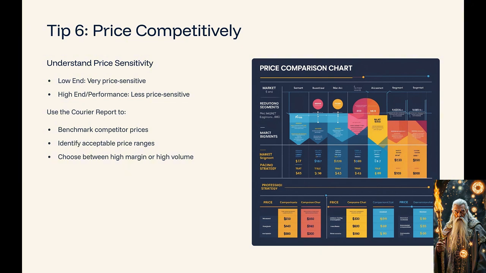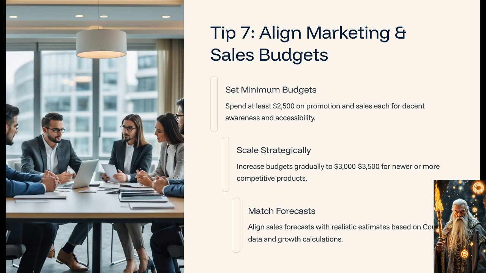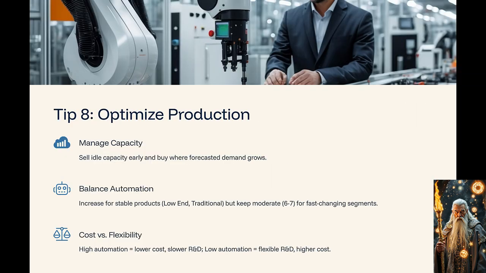Tip 7. Align marketing and sales budget with forecasted demand. Your marketing decisions involve setting price, deciding promotion and sales budgets, entering forecasted sales volume. Tips: spend at least $2,500 on promotion and sales each for decent awareness and accessibility. Increase budgets gradually to $3,000 to $3,500 for newer or more competitive products. Match your sales forecast to realistic estimates based on Courier and growth calculations. Don't underfund your marketing. Capsim heavily rewards customer accessibility and awareness, especially in traditional, size, and low-end segments.